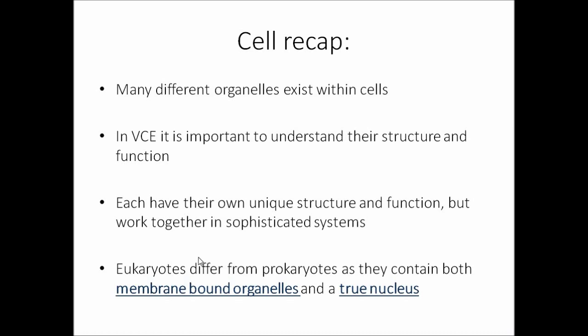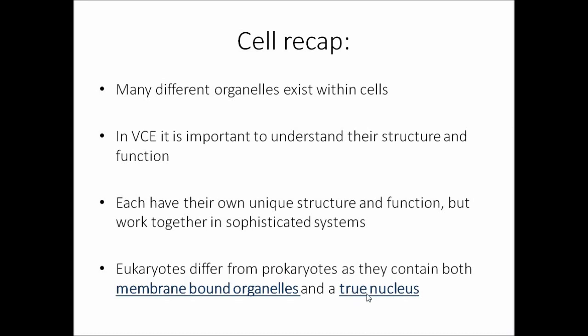We came to the conclusion that eukaryotes and prokaryotes differed in two major ways. These were that our eukaryotes had membrane-bound organelles. Lots of their organelles were packaged in these little membranes surrounded by fluid in the cytosol. And then they also had what we called a true nucleus, or just a main membrane-bound nucleus.